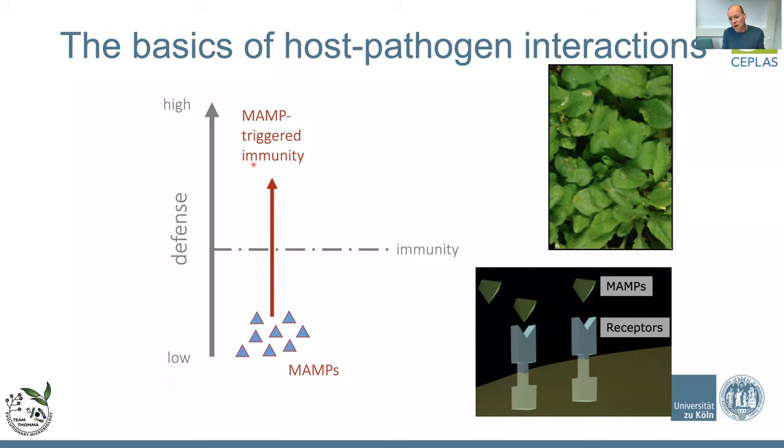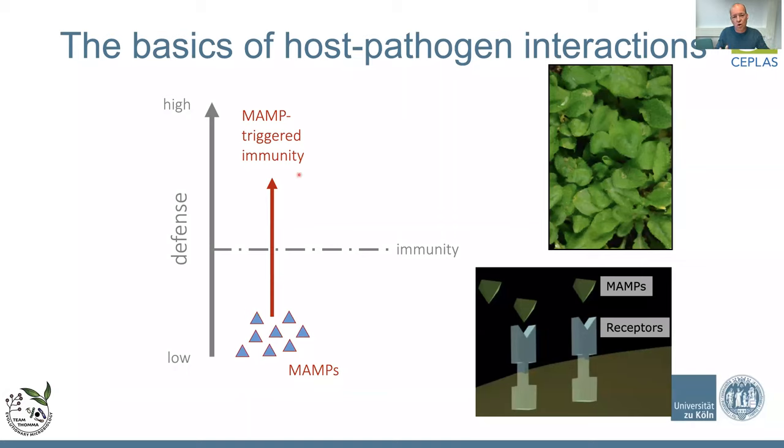And now the dogma is that this basically explains why hosts, why plants, for instance, are immune to all the microbes that surround them. Same is true for us. We generally don't get disease. There's exceptions, of course, but generally we don't get disease despite the wealth of microbes surrounding us. And so we think that this MAMP-triggered immunity plays an important role in this process.